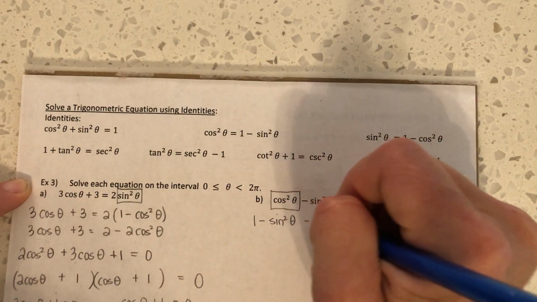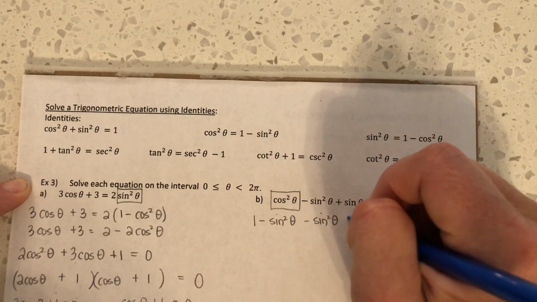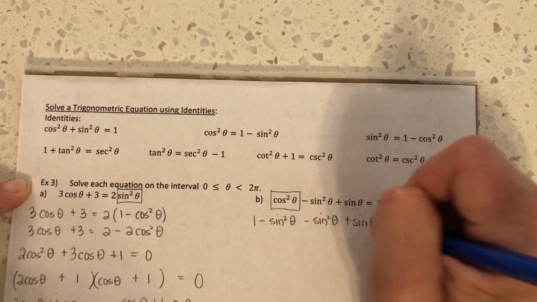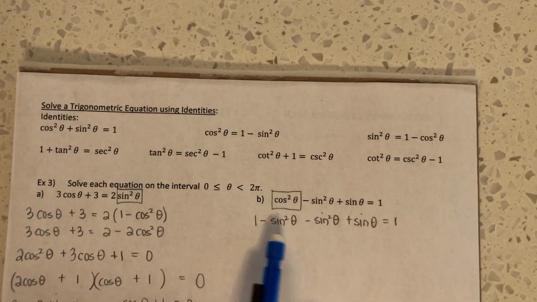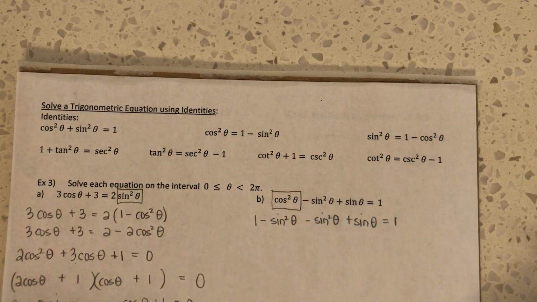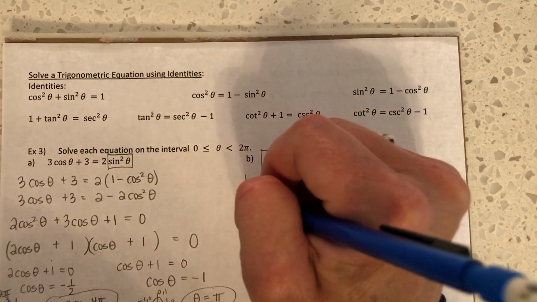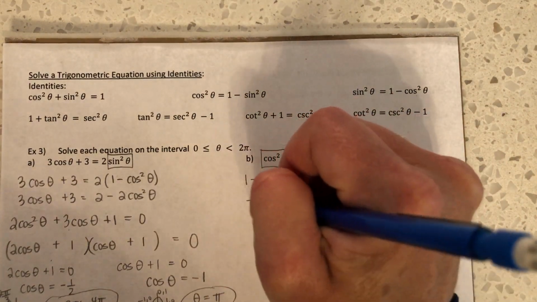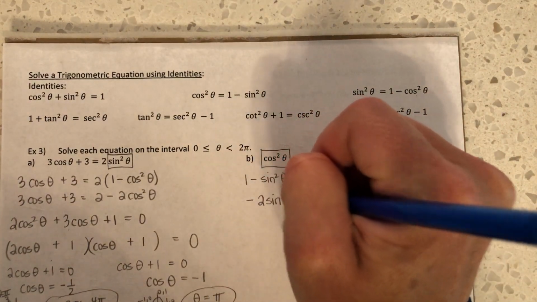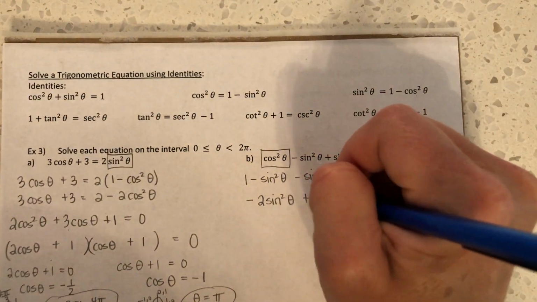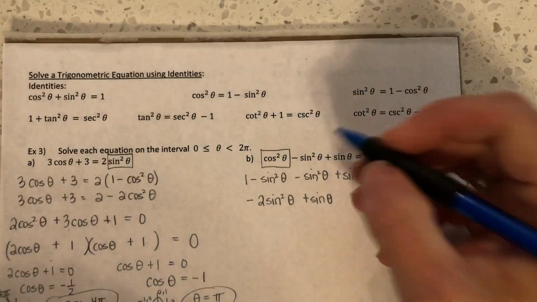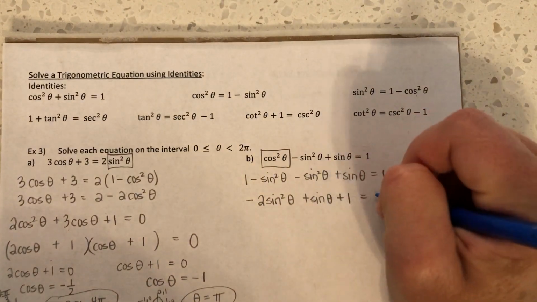And then minus sine squared theta plus sine theta equals 1. Well, now I have 2 of these. So if I add them together, I have negative 2 sine squared theta, and then plus sine theta, and then plus the 1 that's still on this side equals 1.